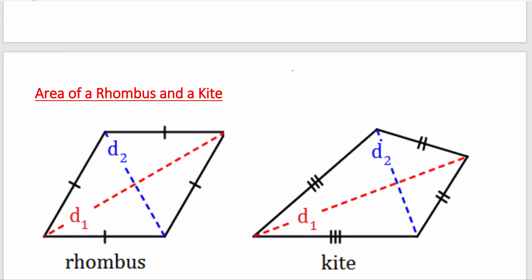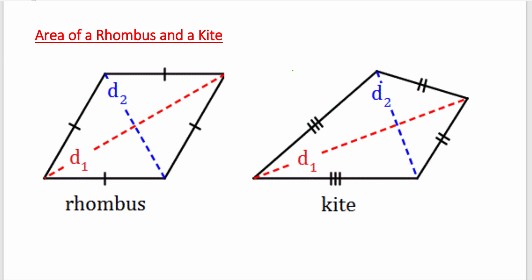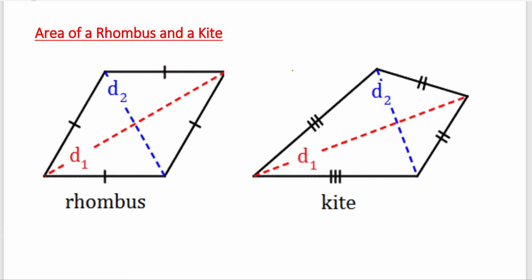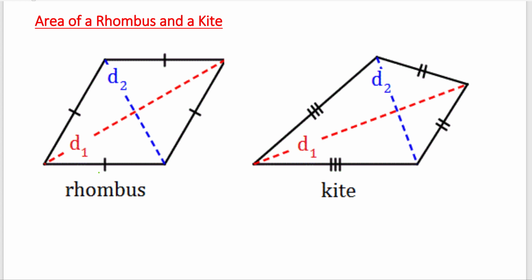Okay, the last one that we have to cover today is the area of a rhombus and a kite. So here to my left I have a rhombus, and here to my right I have a kite. As you can see, the rhombus is a special case of the kite because all 4 sides measure the same, whereas in a kite, I'm going to highlight it so you can see what I'm talking about here. This side and this side measure the same, and I know this because I have this line here symbolizing it, and this side and this side also measure the same.